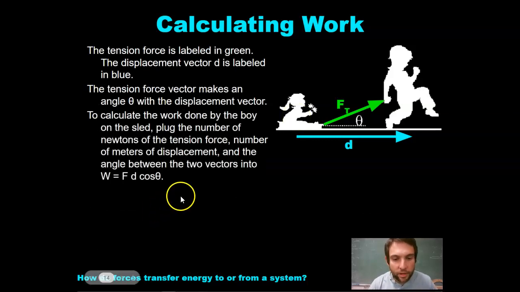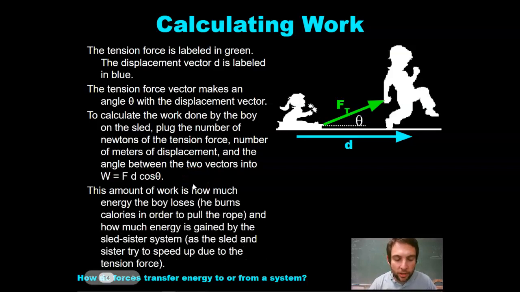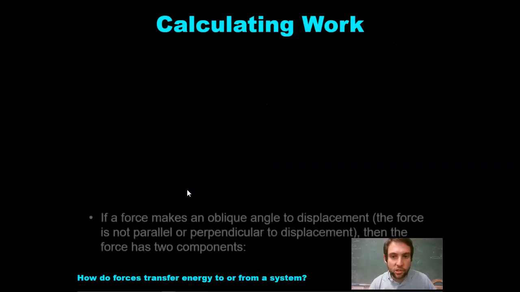To calculate the work done by the boy on the sled, plug the number of newtons of the tension force, number of meters of the displacement, and the angle between the two vectors into work equals force times displacement cosine theta. The amount of work is how much energy the boy loses. He burns calories pulling the rope. And it's how much energy is gained by the sled-sister system as the sled and the sister try to speed up due to the tension force.